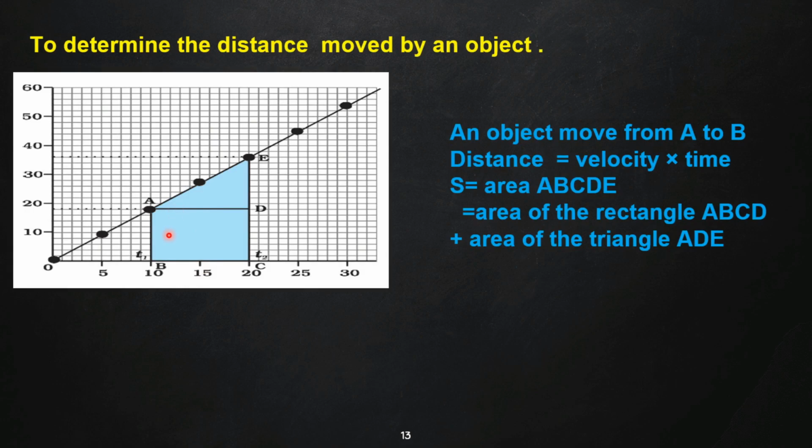Next, from this graph, how can we determine the distance moved by an object? So, let an object move from A to B. We know that distance can be calculated by velocity into time. Distance can be calculated by the area ABCDE. Now in this area there is one rectangle and one triangle. So we can write this full area as the area of rectangle ABCD plus the area of triangle ADE.